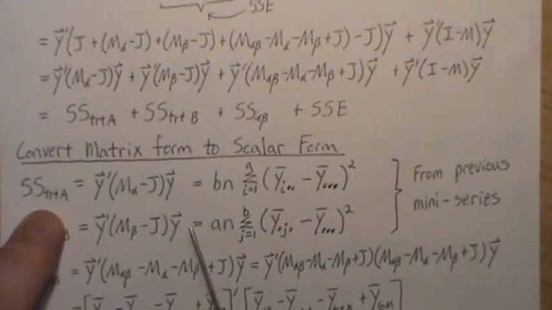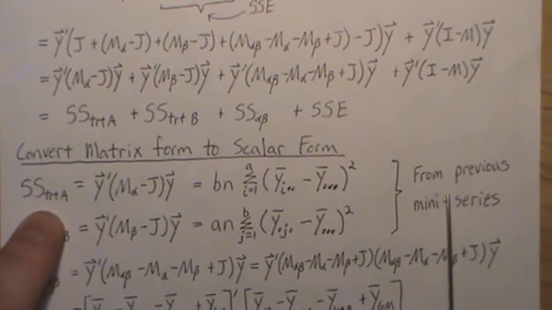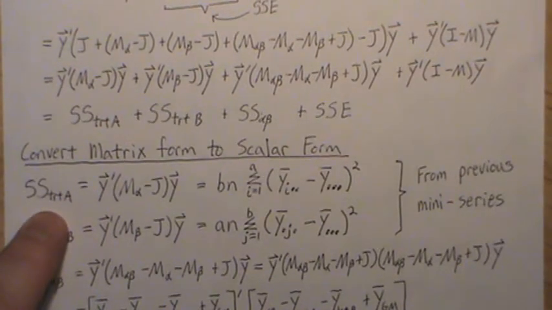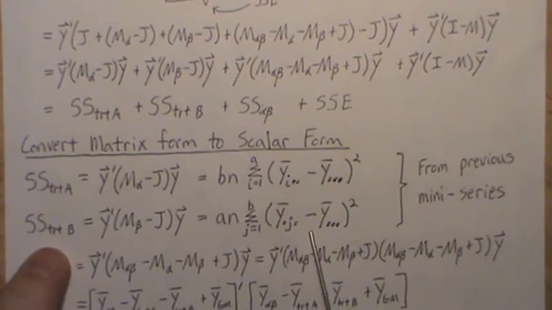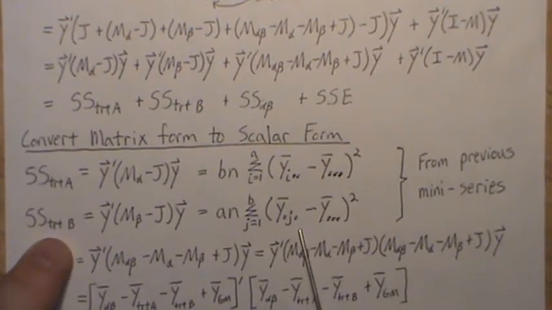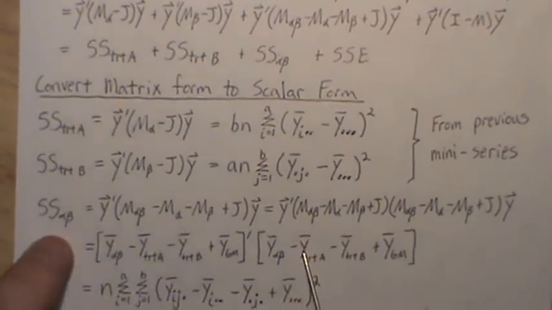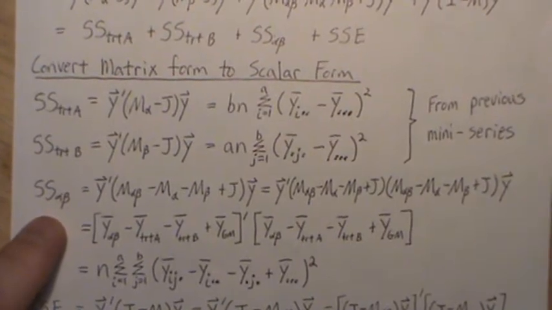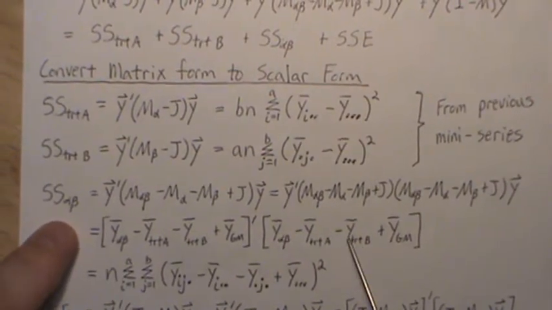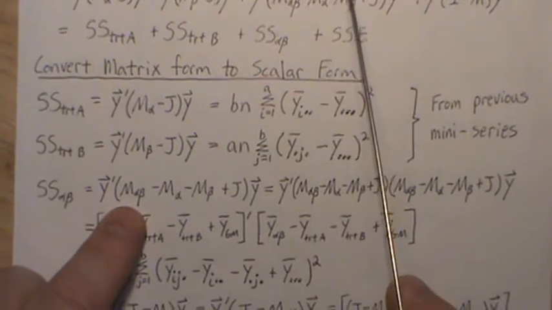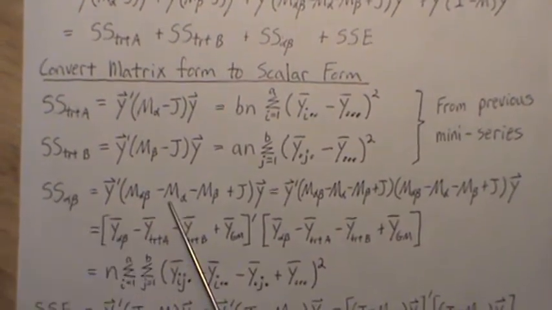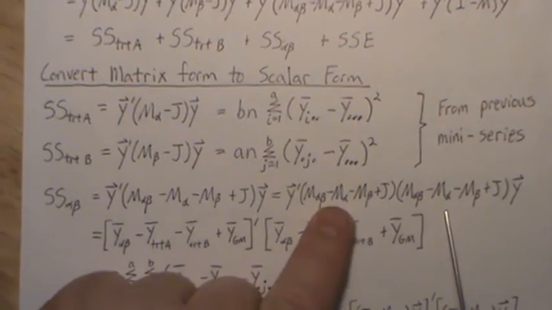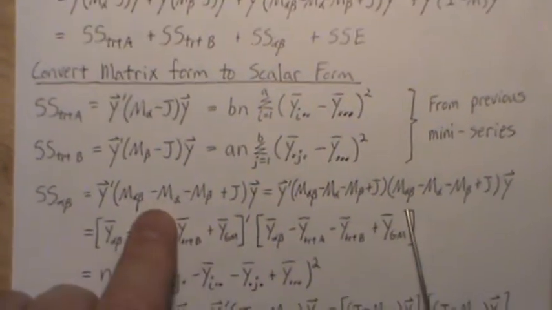Now, the sum of squares for treatment A, we actually derived this in the previous little mini-series on two-factor factorial designs without interactions. And the same thing for the sum of squares for treatment B. So here, the new piece, the sum of squares for alpha beta, or the interaction term, was this that we just derived up here. Now, this matrix here is a perpendicular projection matrix, so it's idempotent, so we just multiply it by itself and we don't change a thing.